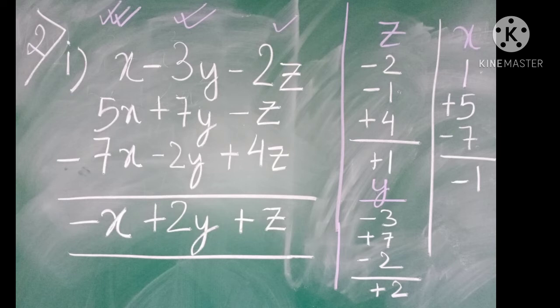Then come to the left handmost column with the coefficients of x, right? So we are adding it. X means plus 1 is there, numerical coefficient plus 1 is there. So 1 plus 5 minus 7. So 5 plus 1 is 6. 6 minus 7 is minus 1. So we are writing minus x. So what is our answer? Our answer is minus x plus 2y plus z.